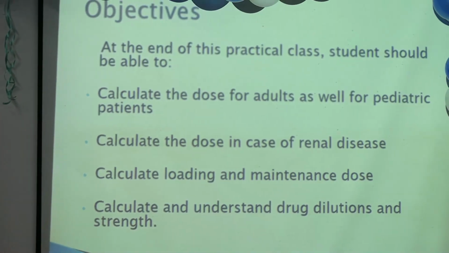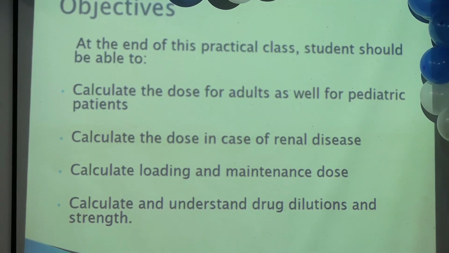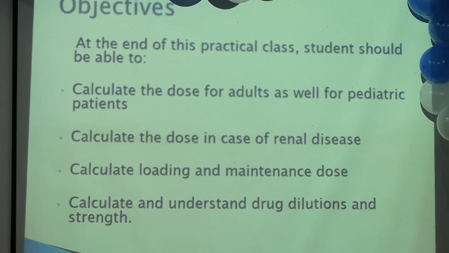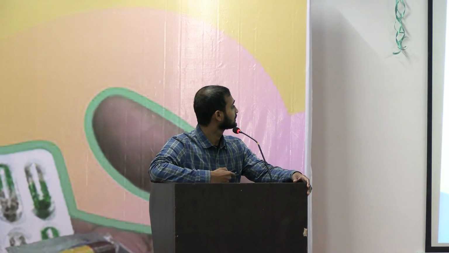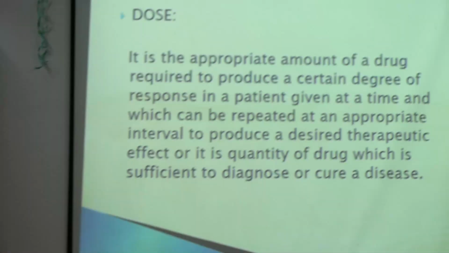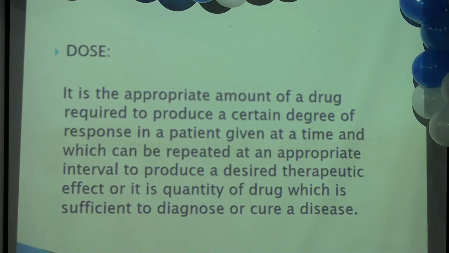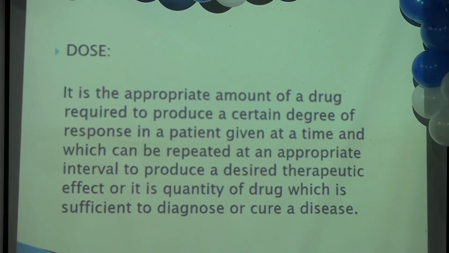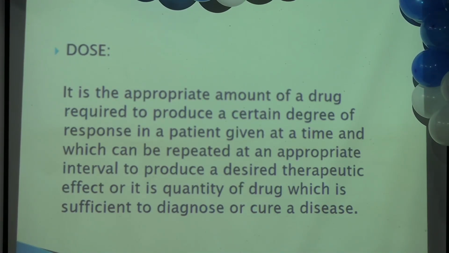Then in case of renal diseases, we'll come to loading and maintenance dose. Then we'll also talk about dilutions and strengths. In our previous classes we have discussed what a dose is. It is the appropriate amount of drug which is required to produce a certain degree of response in a patient at a given time, or it can be repeated at an appropriate interval to produce the desired therapeutic effect.